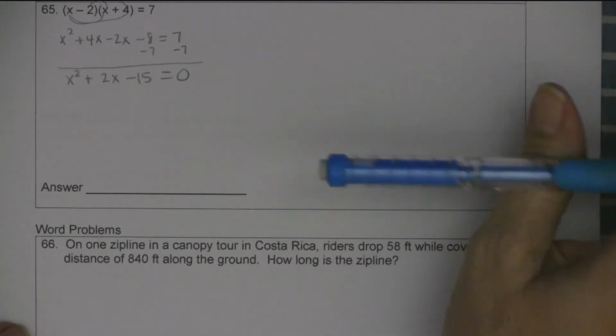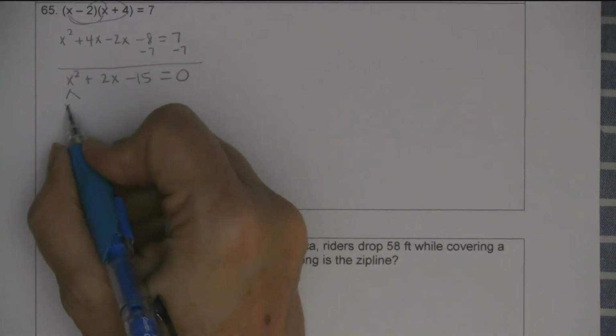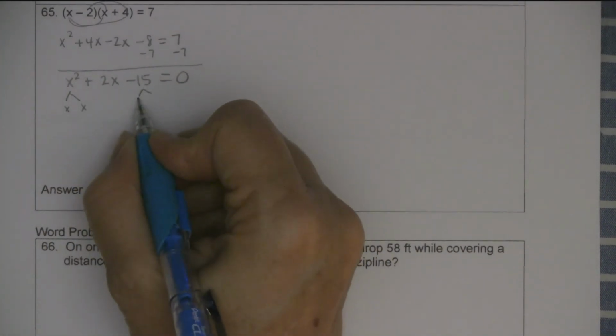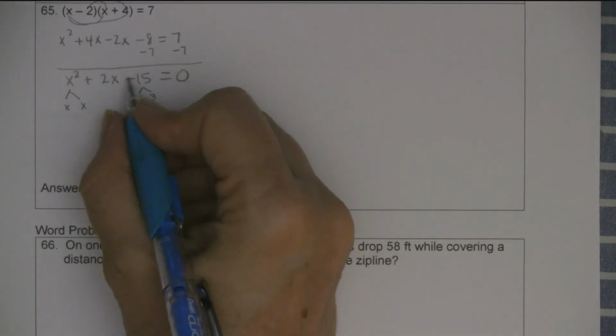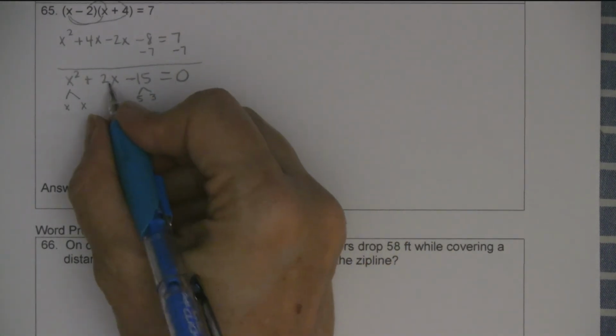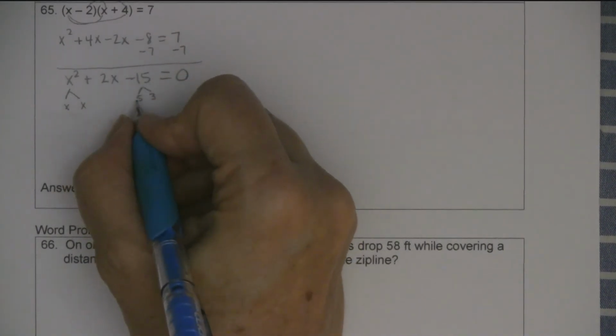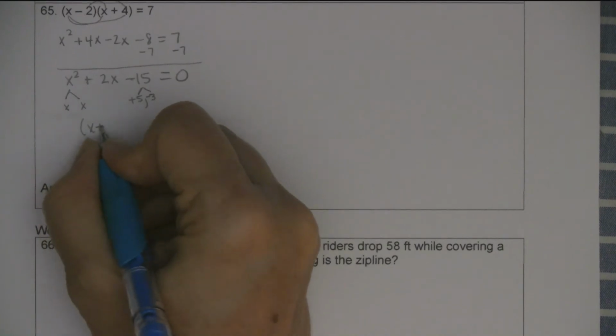And I'm like, okay, I can factor this guy. This is x times x, and this is 5 times 3. And I want this to subtract to give 2. And so the 5 is bigger, so this is going to be x plus 5, x minus 3.